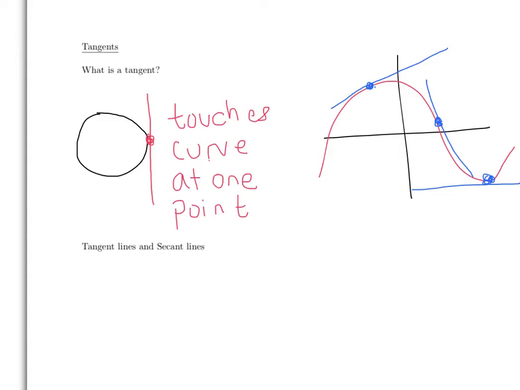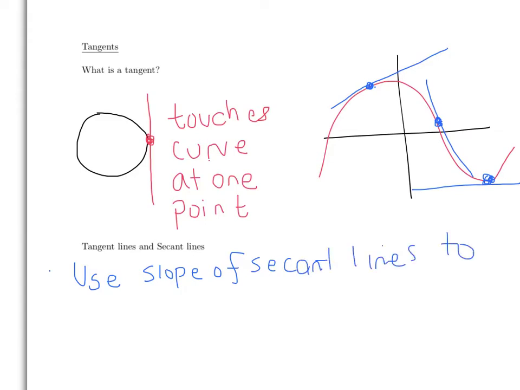So what this class is going to do is really look at tangent lines and secant lines and their relationship. And that's what the whole first half of calculus is really going to be about, these two things, tangents and secants, and how they're related. So what we're going to end up doing is using the slope of secant lines, and we'll talk about what a secant line is in just a second, to approximate the slope of a tangent line.